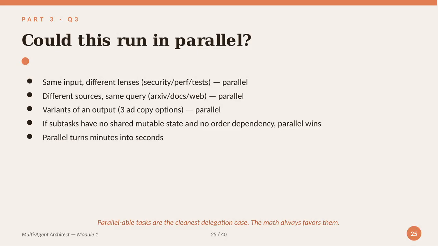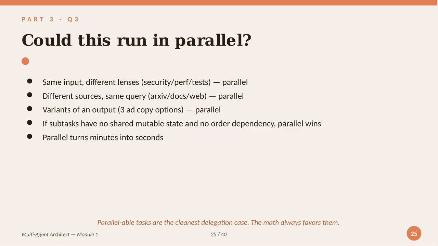Question 3. Could this run in parallel with other work? 3 signals that say yes. Same input through different lenses. Same code reviewed for security, performance, and test coverage simultaneously. The work is naturally parallel because each lens is independent. Different sources for the same query. Research a topic by querying Arxiv, internal docs, and the web simultaneously. Each source returns its findings independently.